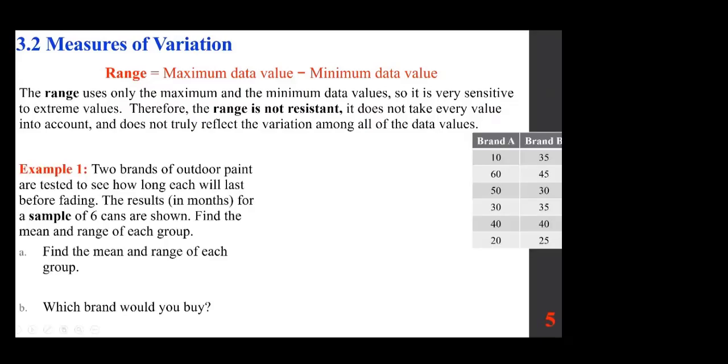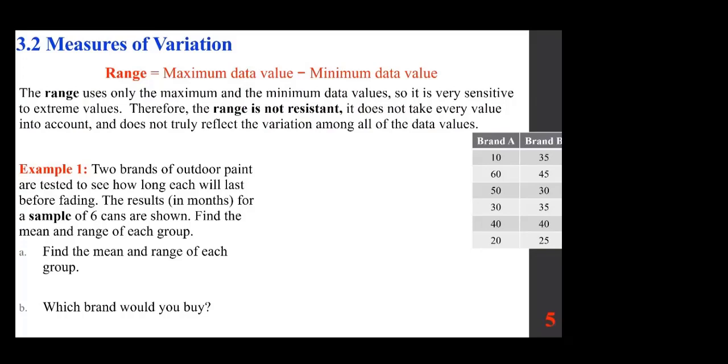We have 2 brands of paint, and we are testing to see how long each will last before fading. So the result is given in months. We have a sample of 6 cans. We want to find the mean and the range for each group, and then which brand will be used. So it's a simple process.